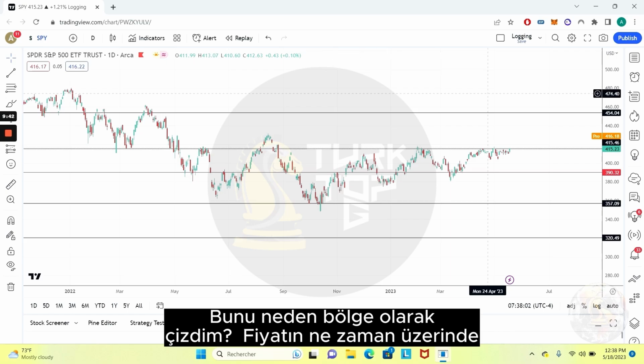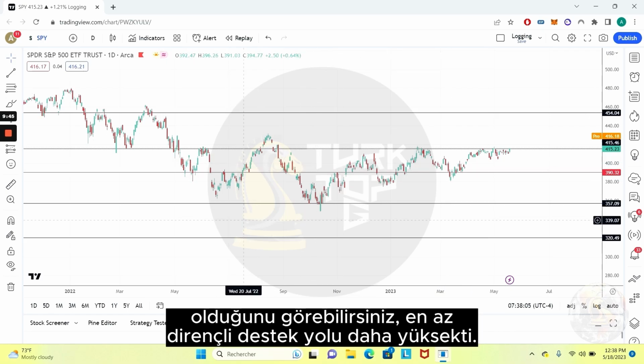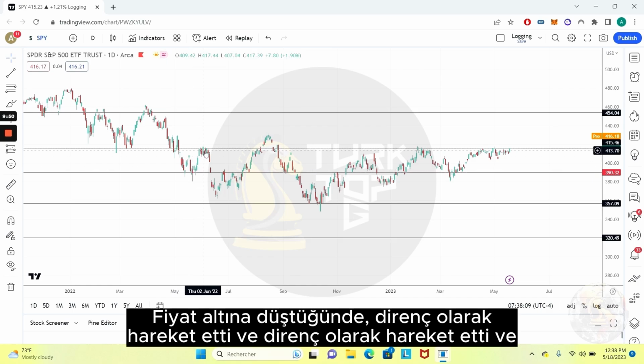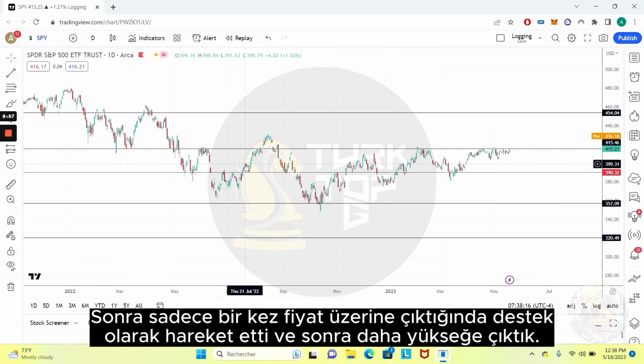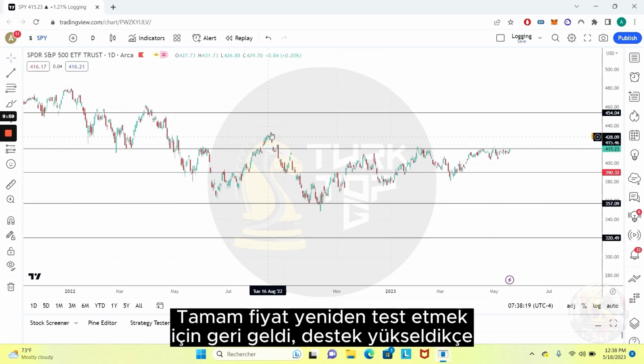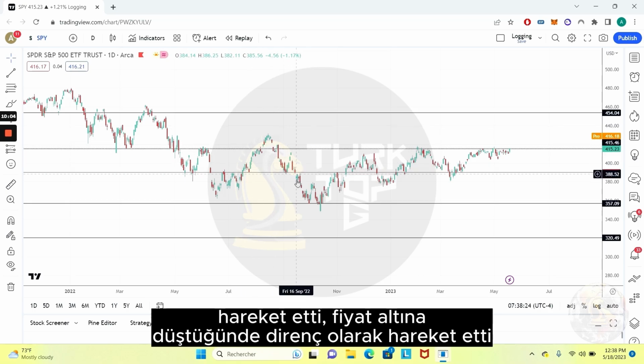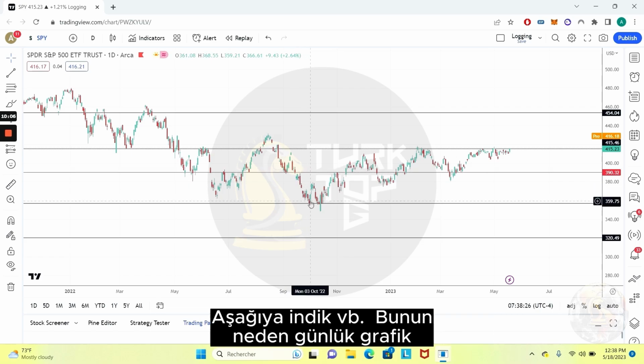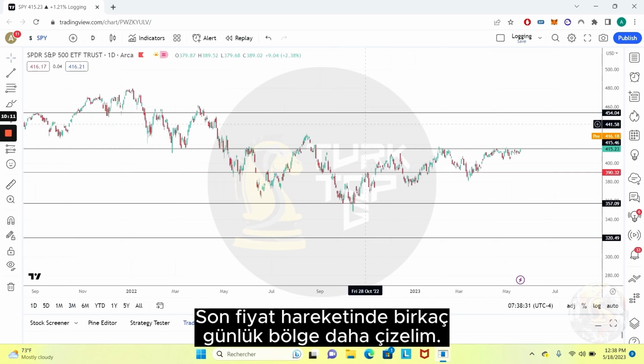Okay. Why did I draw that as a zone? You can see when price was above it, acted as support, path of least resistance was higher. Once price broke below it, acted as resistance, and then only when price broke above it, acted as support, and then we went higher. Price came back to retest, acted as support, went higher. Once price broke below it, acted as resistance, we went lower, and so on. It should be pretty clear why that's a daily zone.